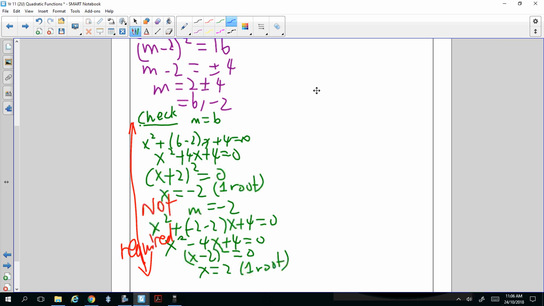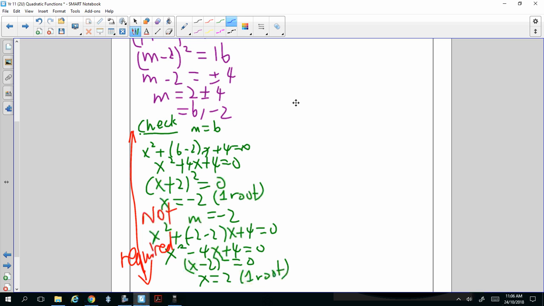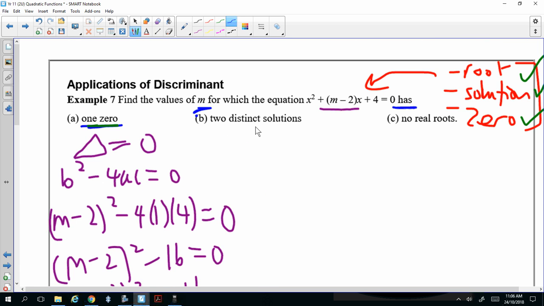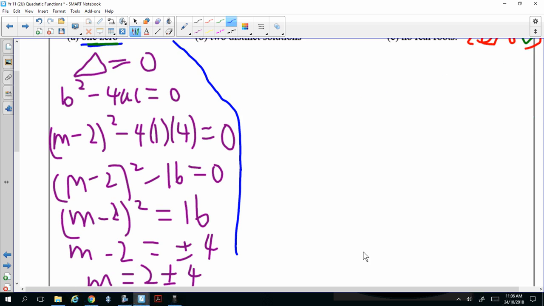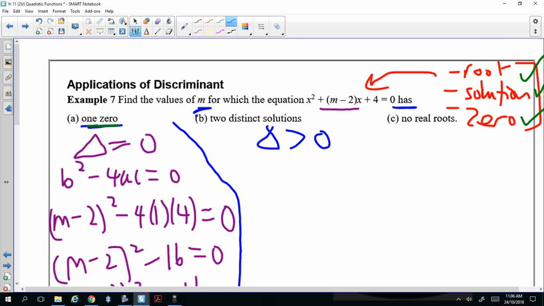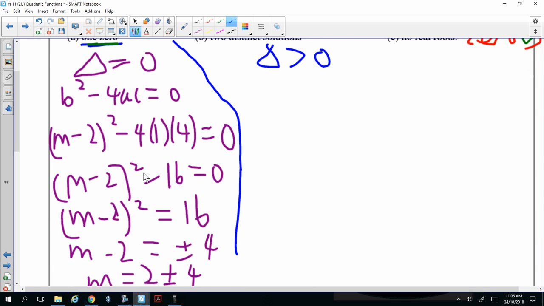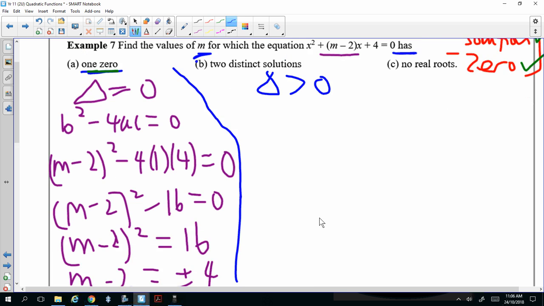All right, let's continue. If you're done, how about the next one? Two distinct solutions. What's the discriminant going to be? Greater than 0. So discriminant greater than 0, but we've already calculated the discriminant. What's the discriminant? The discriminant is this object. Now, we need to solve this quadratic inequality.